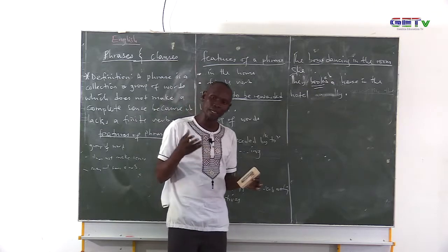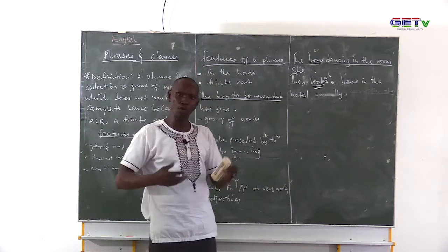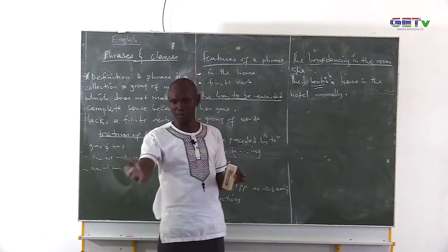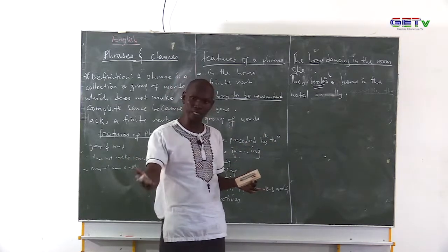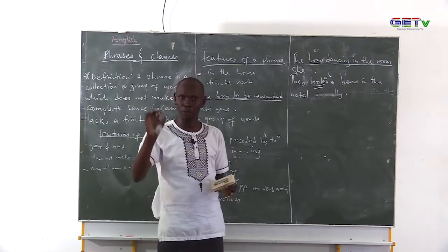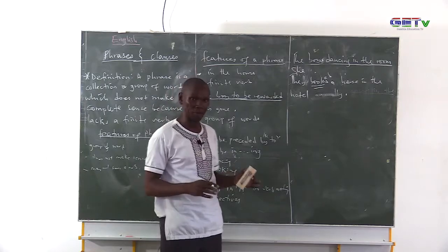And you can say the man chairs the meeting, or we will chair the meeting. In that context, the chair is playing the role of a verb. The table is the same thing. We bought a table and then they will table a bill before parliament. So table in that context becomes a verb. So you take note of that.